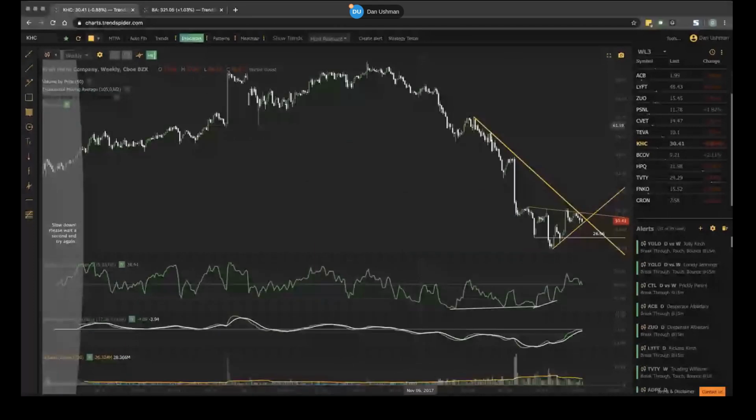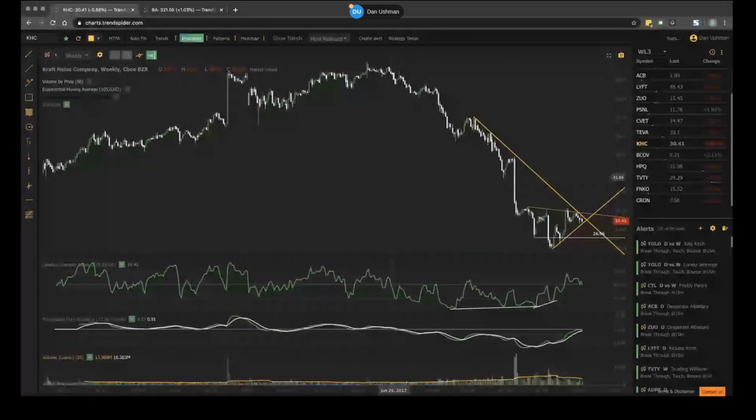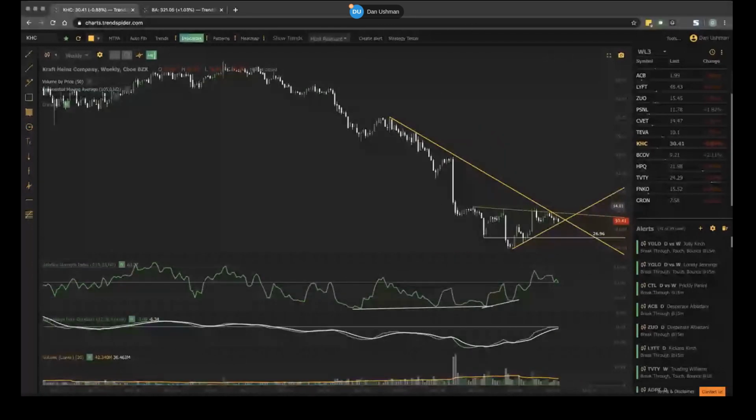This is a good company. It has a dividend. There are a lot of reasons to like Kraft, and people say it's a turnaround story. Who knows? But that's why I'm watching this one. I want to see it get above that line and ultimately get above this line here, without making some new lows on the RSI, so this divergence can keep playing out.